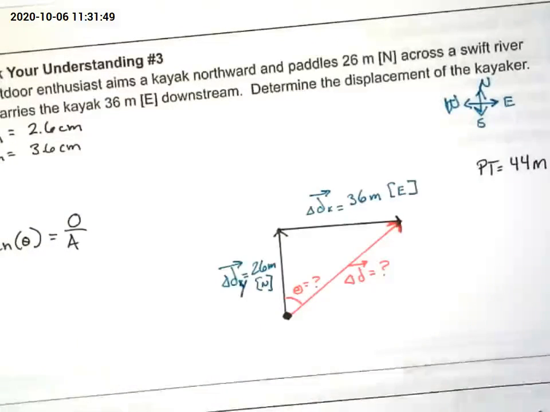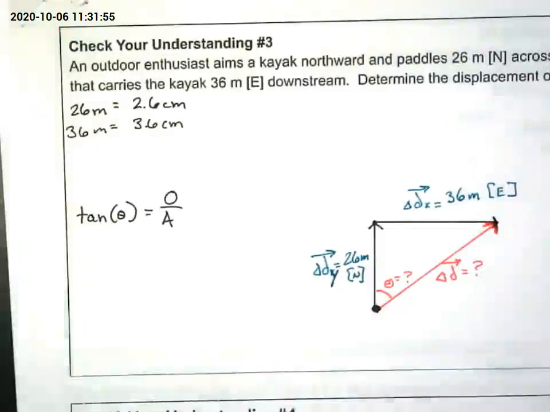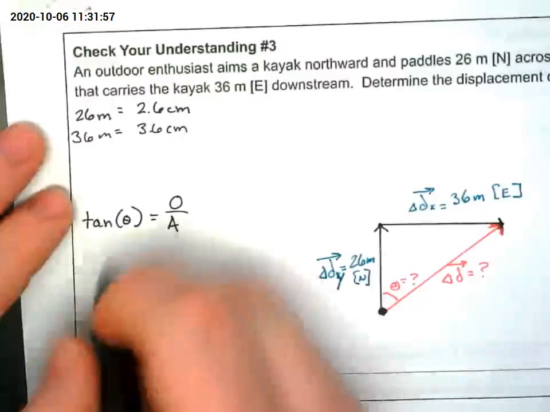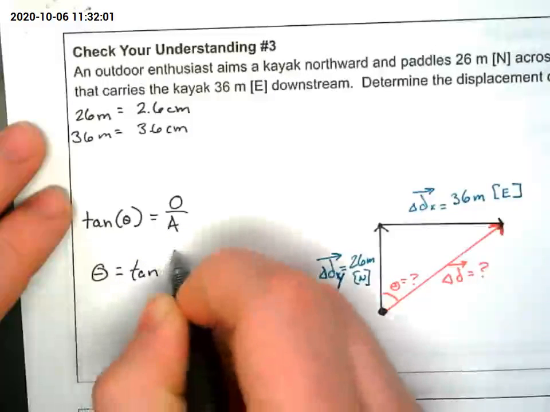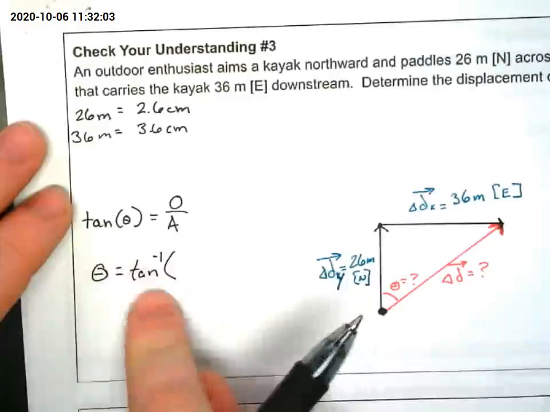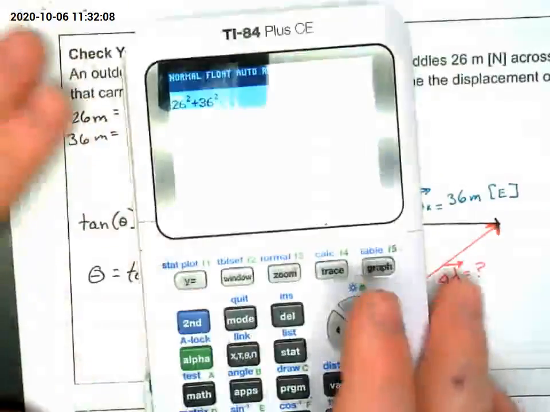Okay. So tangent of theta is equal to opposite over adjacent. And I lost my pen. Okay, so we just put this in. And remember, to get theta, we have to use inverse tangent. And remember, make sure your calculator is set to degrees.